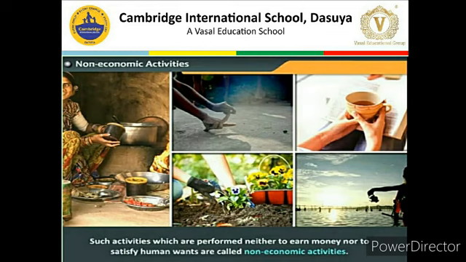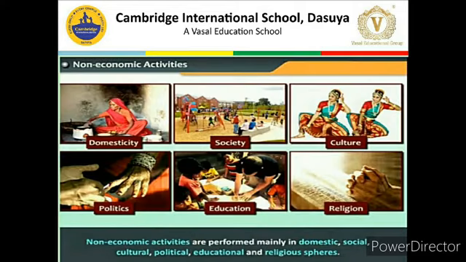Non-economic activities are such activities which are performed neither to earn money nor to satisfy human wants. Basically, non-economic activities are undertaken to satisfy self-need, to have self-consumption. You can see a few examples in the pictures. When your mother cooks food for you in the house, it is termed a non-economic activity. When you are playing with your friends, when you are making tea for yourself, when you are gardening in your own garden, when you are planting trees in your own farm for your self-consumption, that is known as non-economic activity.